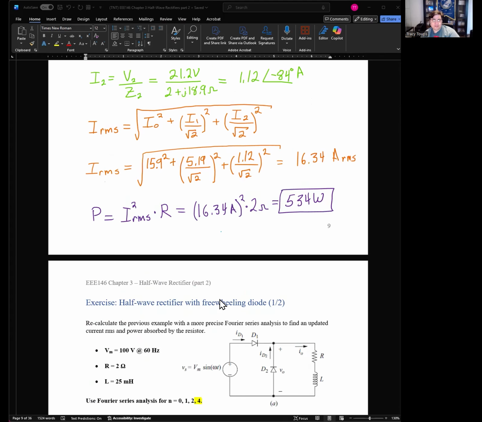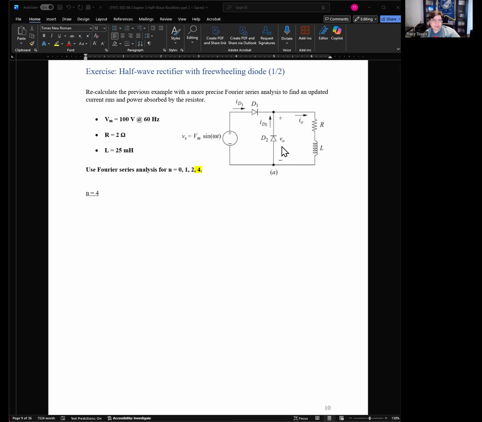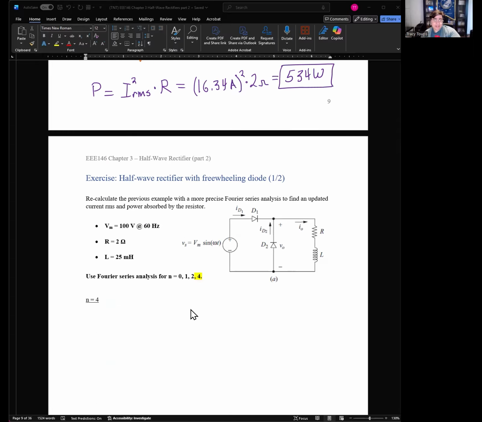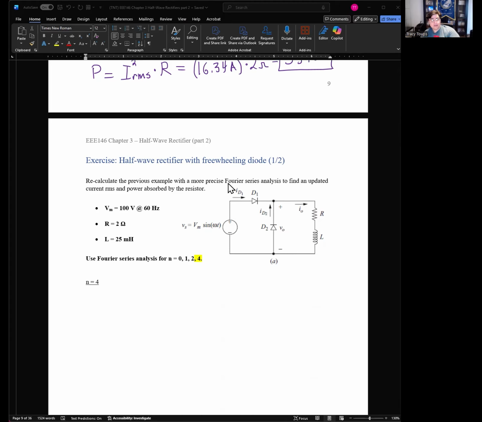So here we're going to take our 15-20 minute break where we're going to do an exercise. I want you to continue what I started. Take the n equals 0, 1, and 2, save that, and do another harmonic order. So continue my problem, do this whole setup right here with n equals 4. You know what to change to make that happen. So let's do a more precise Fourier series analysis.